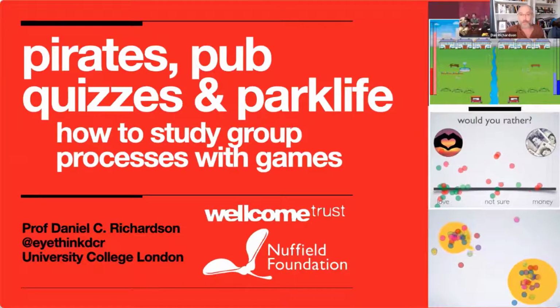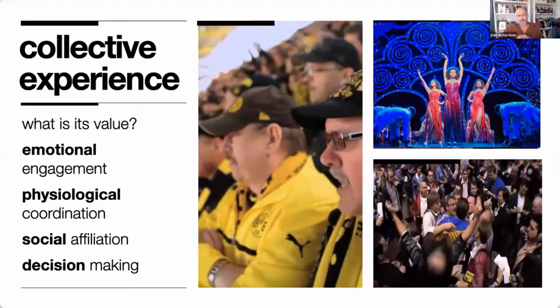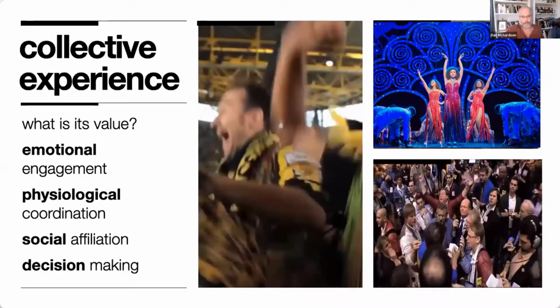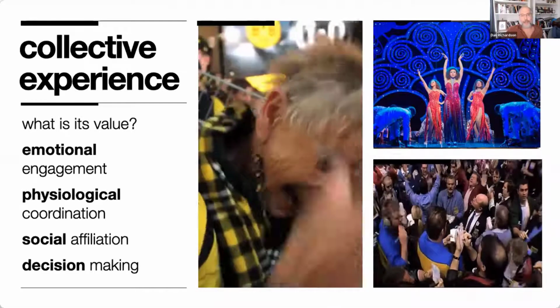Let me tell you about what we've been doing using games for group processes. What I look at in my lab very broadly is collective experience or social context. What is the value of being around other people, in the way that we haven't been for a long, long year? What does that do to us emotionally? How do we coordinate our behavior? How do we coordinate our physiology?